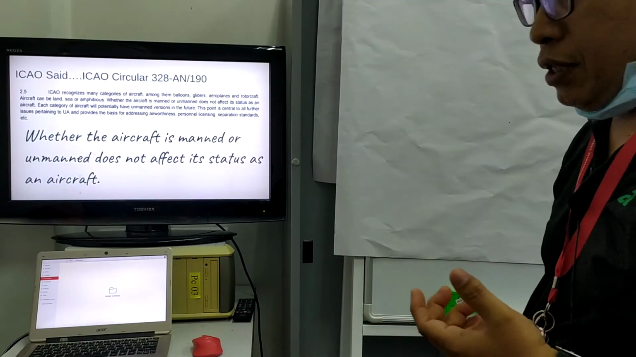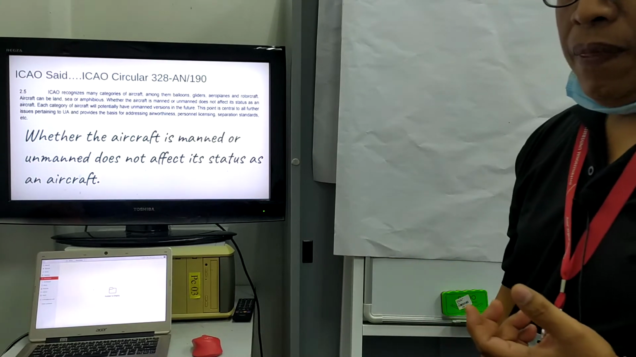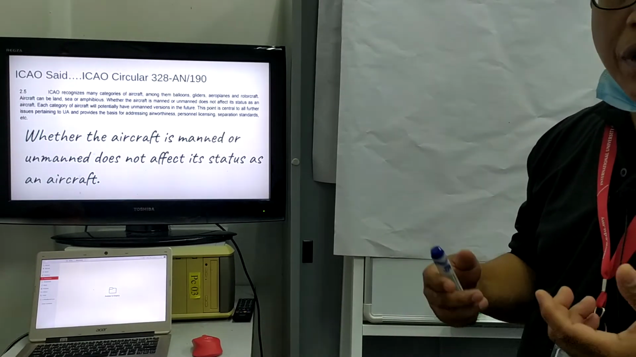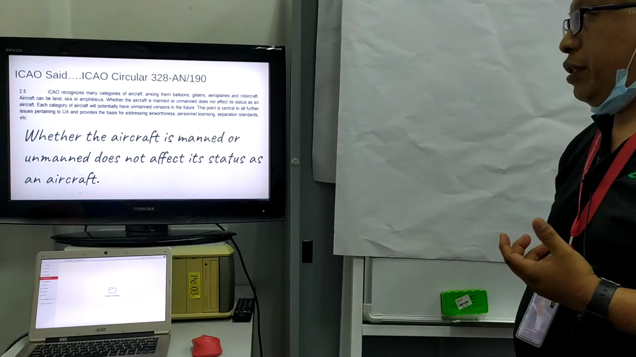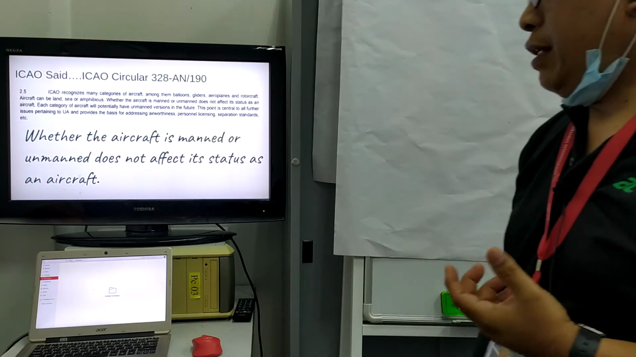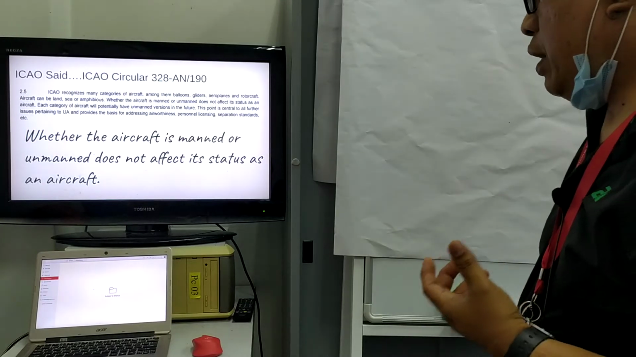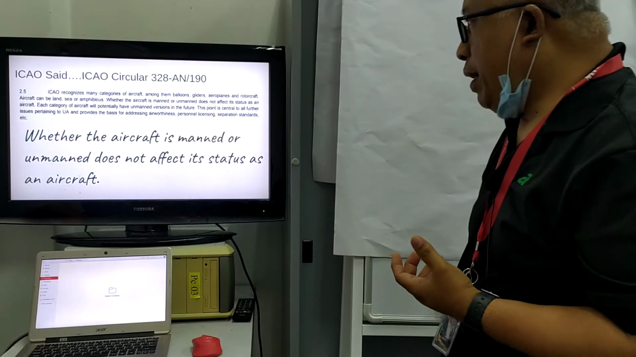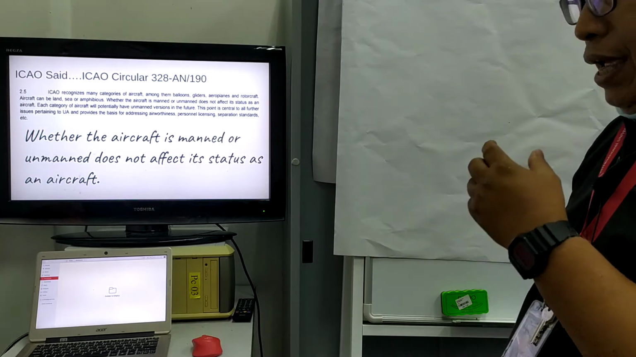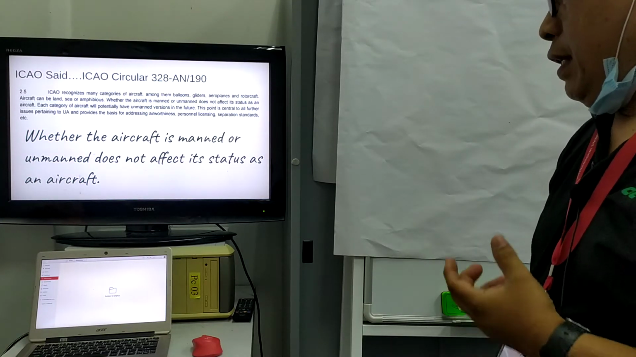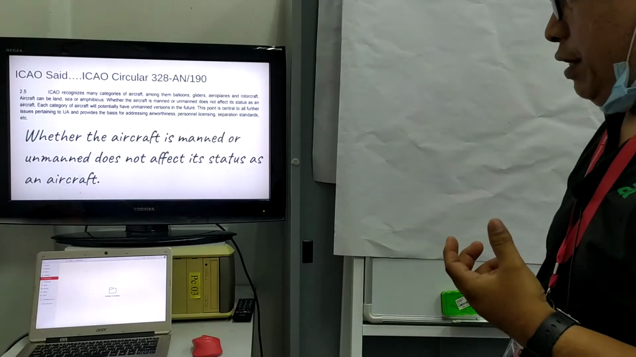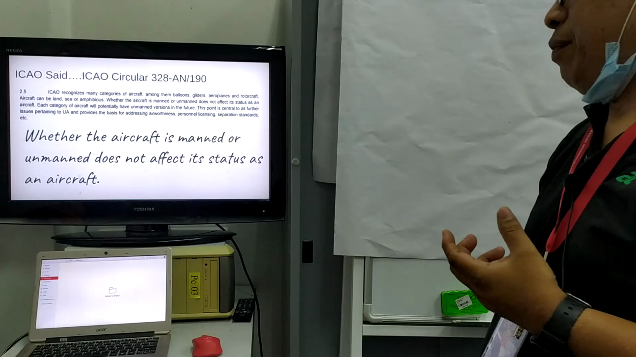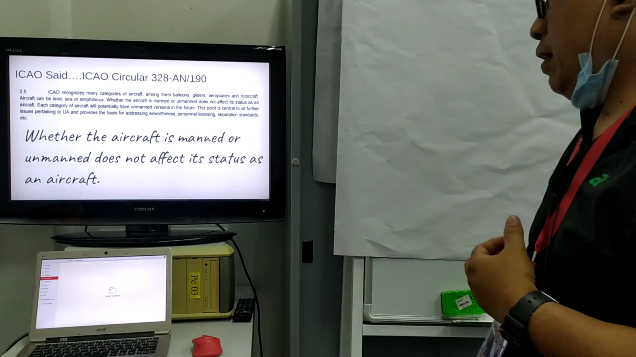Another thing we must understand is, what is this unmanned aircraft system? What is the ICAO view, which should also be the view of the contracting states, the member states of ICAO? If you refer to ICAO Circular 328 AN/190, ICAO recognized many categories of aircraft, among them balloons, gliders, aeroplanes, and rotorcraft. Aircraft can be land, sea, or amphibious. Whether the aircraft is manned or unmanned does not affect its status as an aircraft. Each category of aircraft will potentially have an unmanned version in the future. This point is central to all further issues pertaining to unmanned aircraft and provides the basis for addressing airworthiness, personnel licensing, separation standards, and so on.